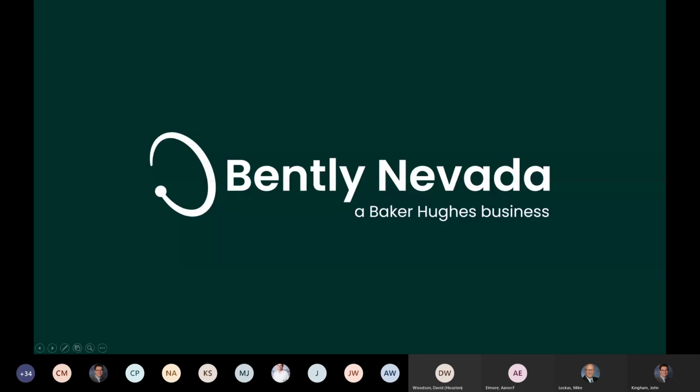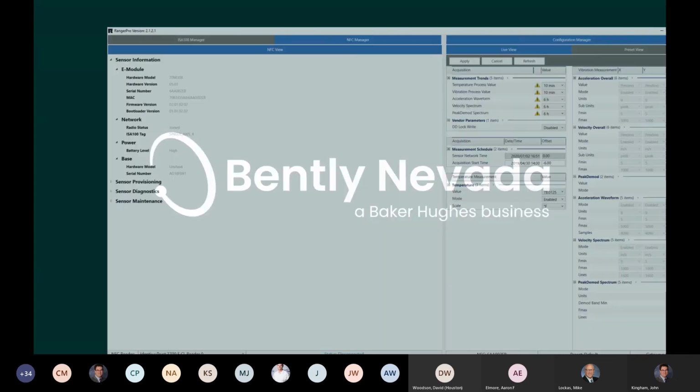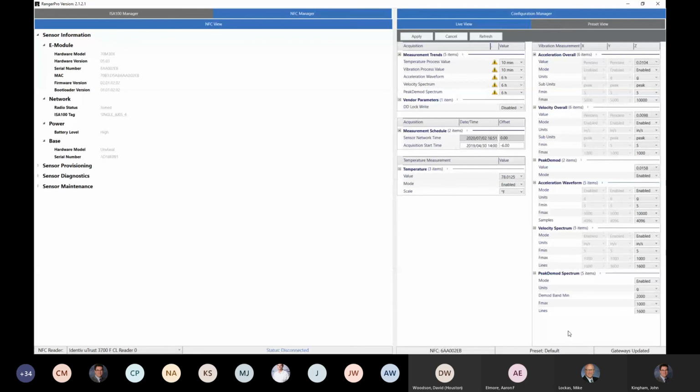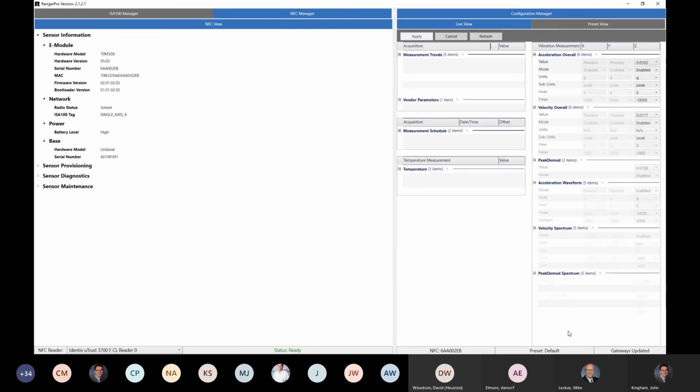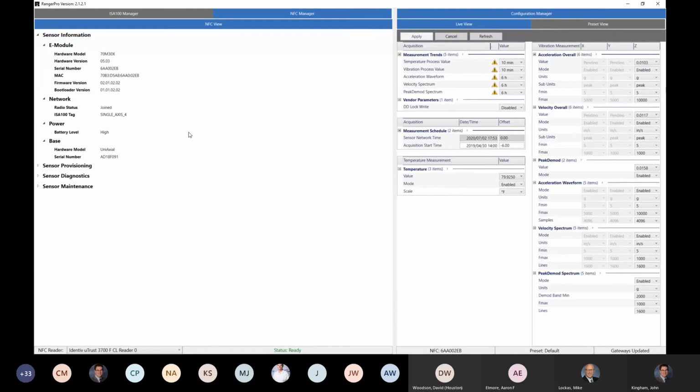Okay. Before we get into questions and answers, I did want to demonstrate to you the Ranger Pro configuration software. I've got a unit just put down on my USB station. And in this particular case, we have a status of radio joined, and it's a single axis unit.